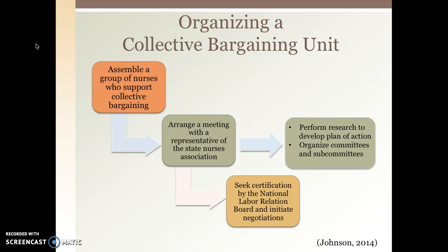Following the meeting, it is necessary to conduct research to develop a plan of action. Once a plan of action is formed, committees and subcommittees are then formed. The process of obtaining union authorization cards will begin after the committees and subcommittees are formed. Informal meetings for nurses eligible for the collective bargaining unit will then proceed. Keeping the lines of communication open with all staff members is an important process to remember. Seeking voluntary recognition from the employer will also occur along the path of the collective bargaining unit.